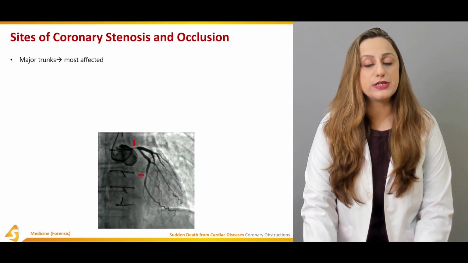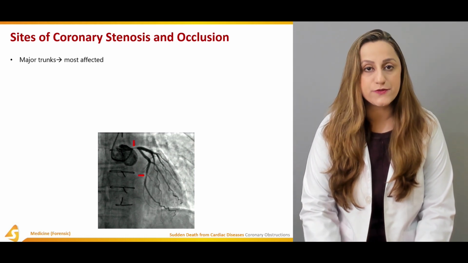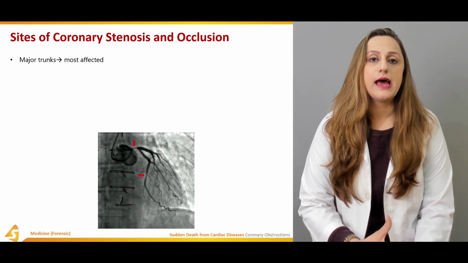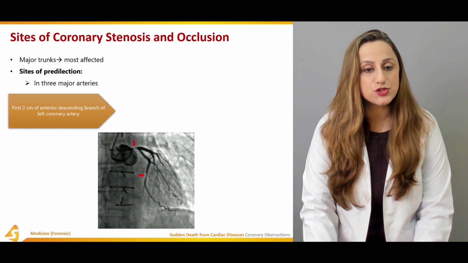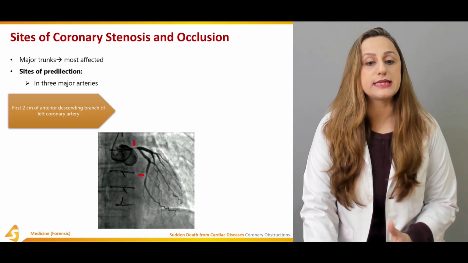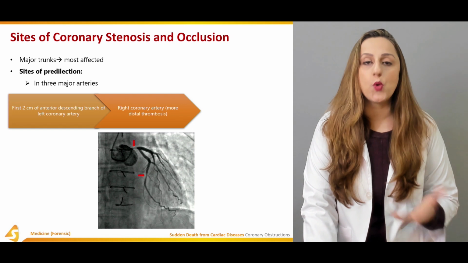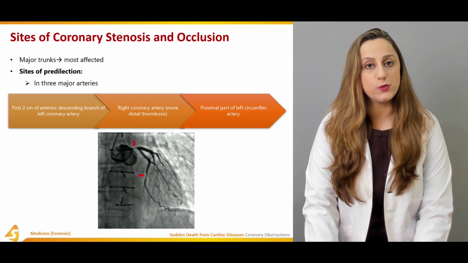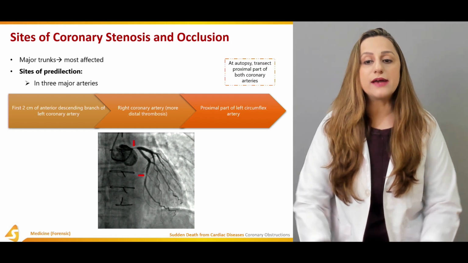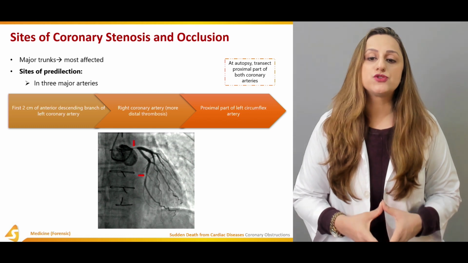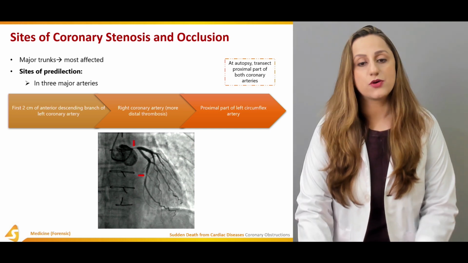So the sites of the coronary stenosis and the occlusions have to be looked for. We can basically apply these dye techniques for this phenomenon. There are the major trunks and they are mostly affected at this level. The sites of predilection are in 3 major arteries: the first 2 centimeters of the anterior descending branch of the left coronary artery; mostly it is the right coronary artery which is more distal to the thrombosis; and thirdly, we have the proximal part of the left circumflex artery at this level. So at autopsy, basically you're going to look for and transect the proximal parts of the coronary arteries to look for any signs of coronary thrombosis.